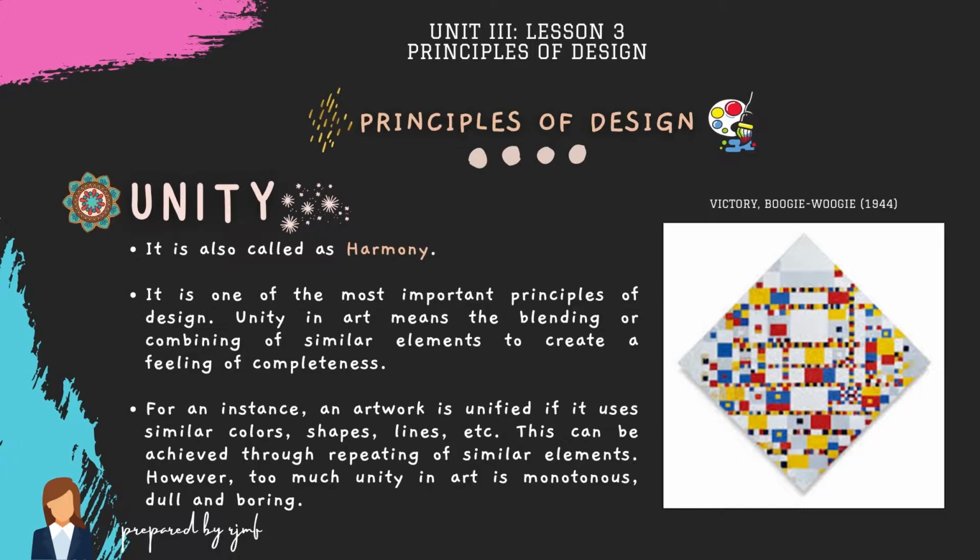One example of art with unity is a De Stijl artwork such as Victory Boogie Woogie by Piet Mondrian. This is an abstract art that has unity because of its similar shapes, squares and rectangles, and repetition of colors, yellow, red and blue, which is a complete description of any De Stijl art.